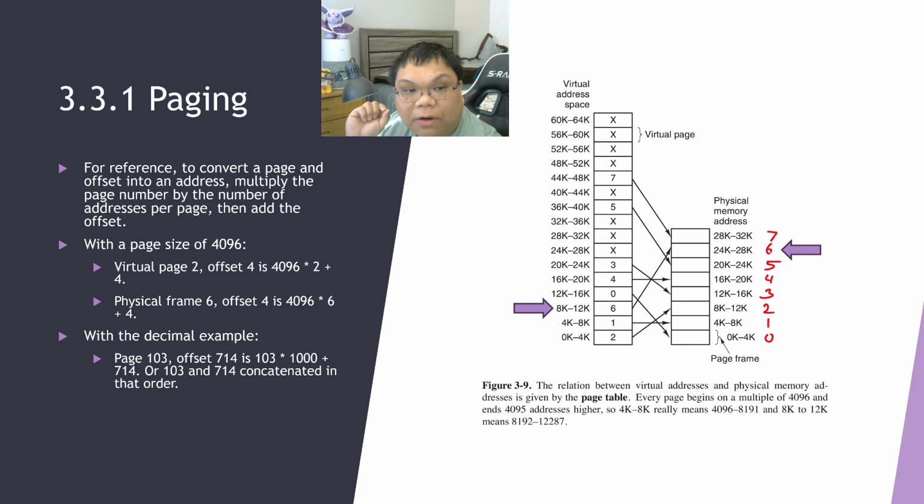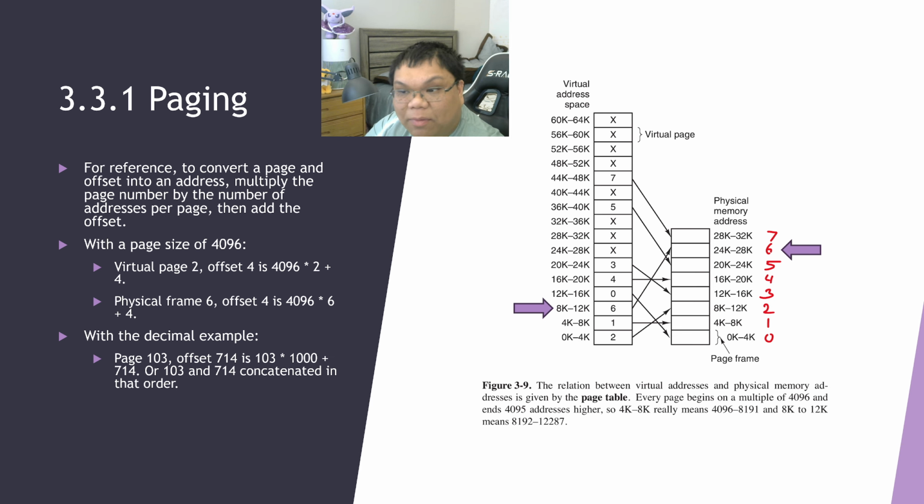For reference, if you want to convert a page number and offset into an address, multiply the page number by the number of addresses per page, and then add the offset to that. Given that our pages are of size 4096, virtual page 2 offset 4 is 4096 times 2 and then plus 4. Because page 2 corresponds to frame 6, the physical address is 4096 times 6 plus 4.